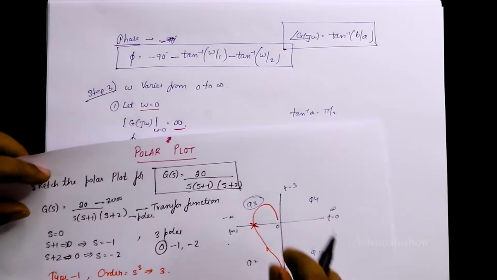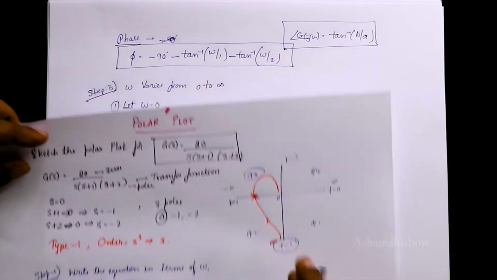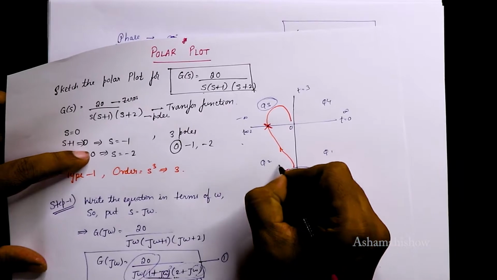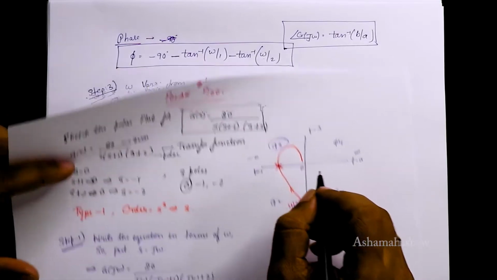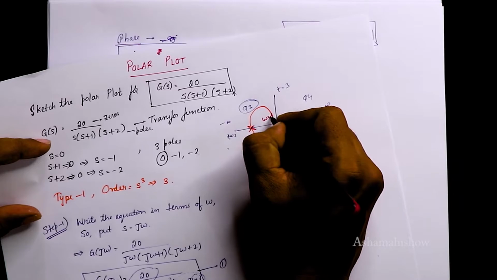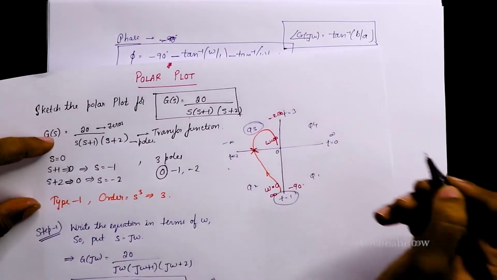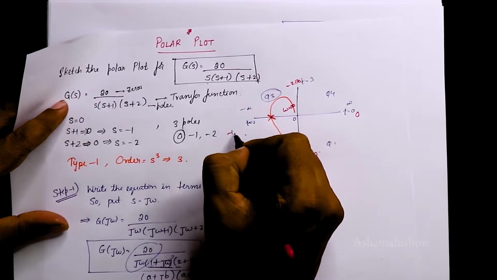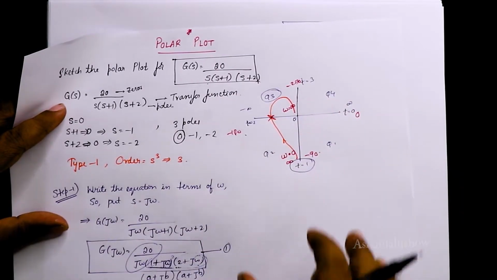Okay, so with this, for omega equal to 0, your magnitude is infinity, so infinity lies here, and your angle is minus 90 here. Now for omega equal to infinity, your magnitude is 0 and your angle is minus 270. So this is 0, this is minus 90, this is minus 180, this is minus 270. So the coordinates are getting real. So our sum is real.